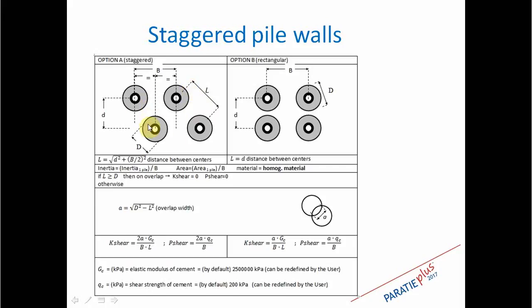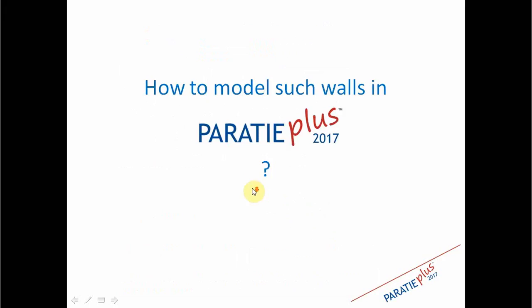Of course, if the piles do not interfere, you may not have slippage mutual resistance at all. But if they do interfere like this, what we can expect is that the shear resistance is given by the resistance provided by the grouting around or the cement that compose the pile. How we then can model this with PARATIE PLUS?